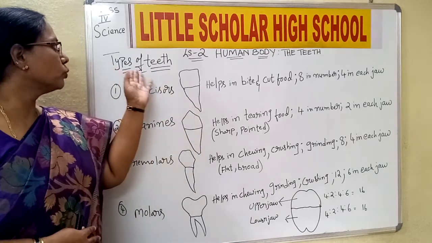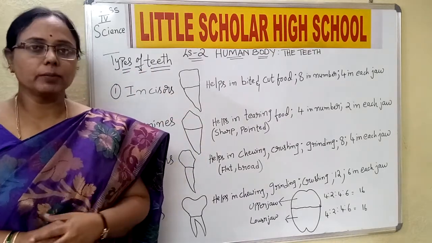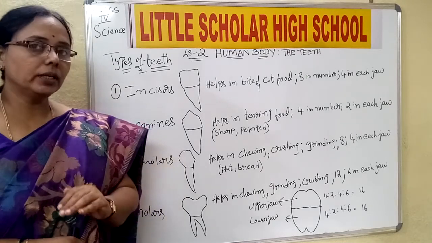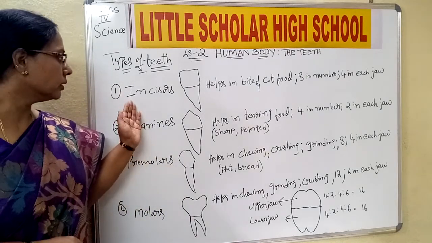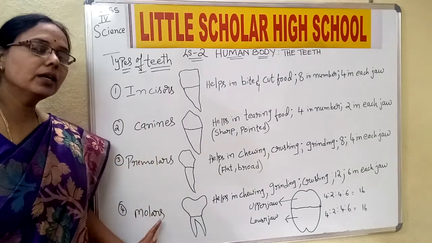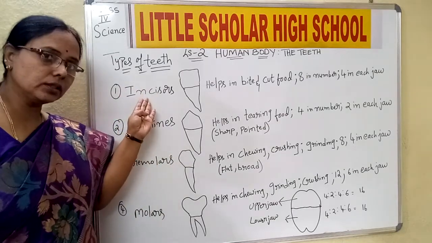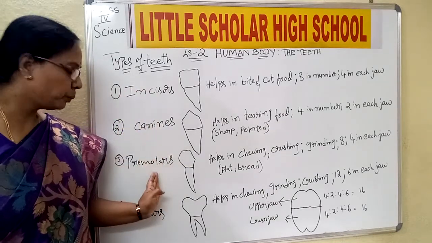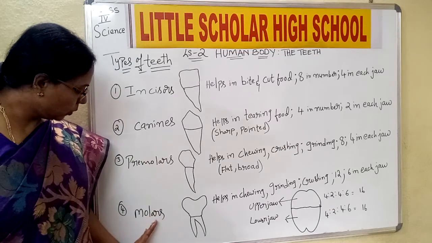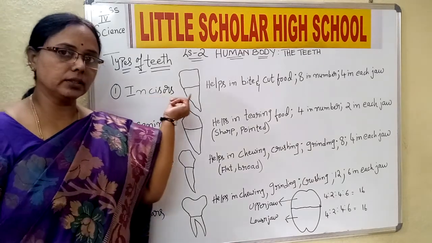Whenever we talk about the types of teeth, we have four types. Okay children, the names are incisors, canines, premolars, molars. So what are the four kinds of teeth we have? Incisors, canines, premolars and molars. Now we shall start with the first one, children, incisors.